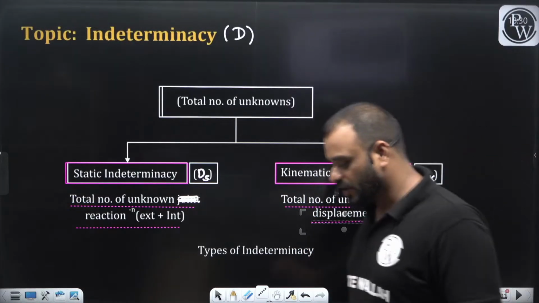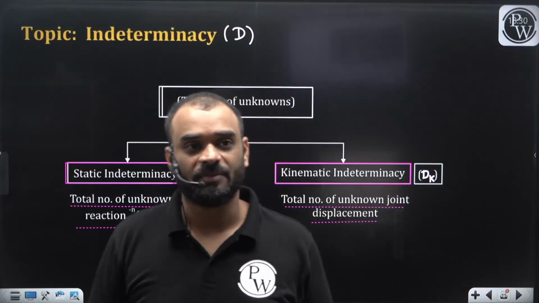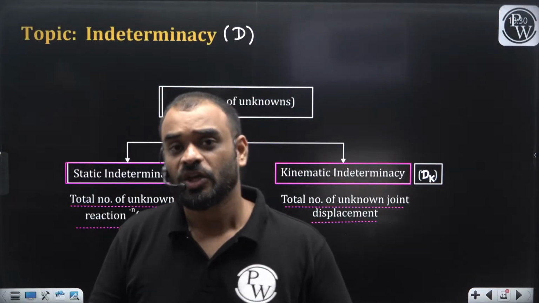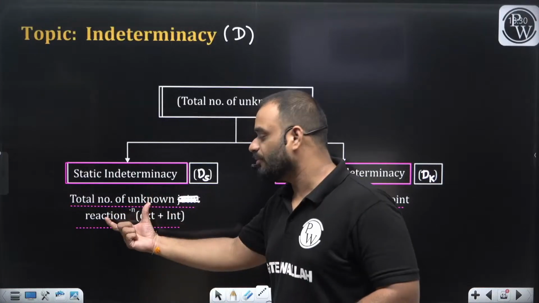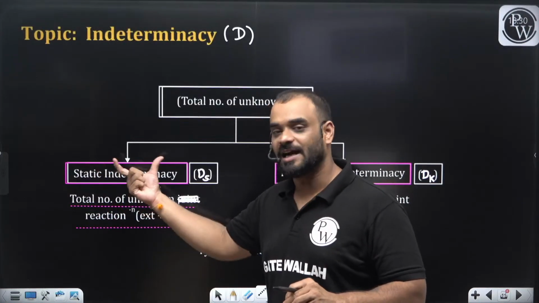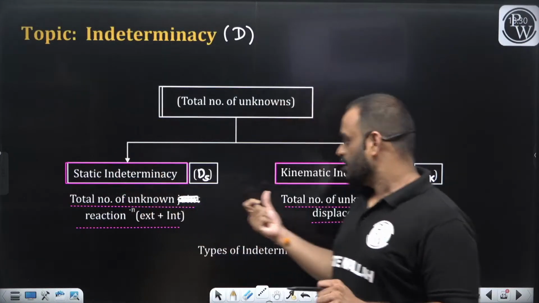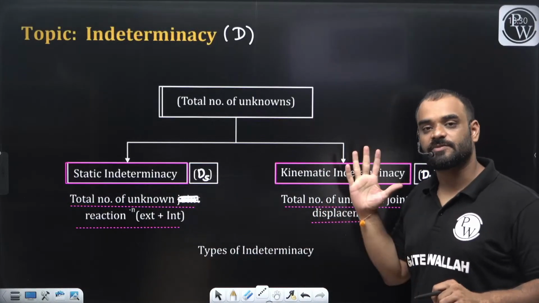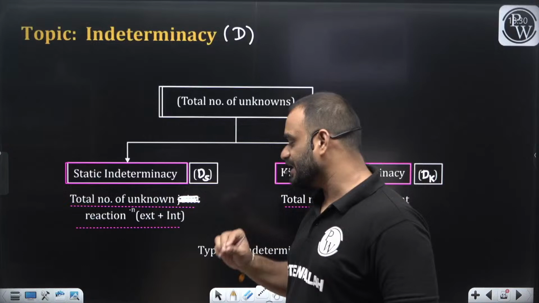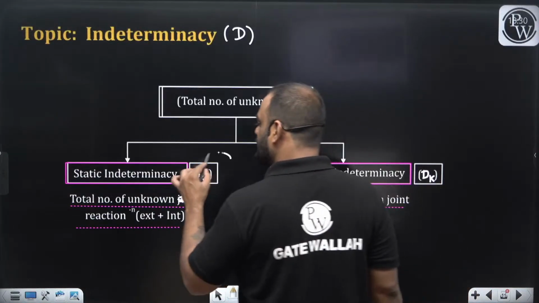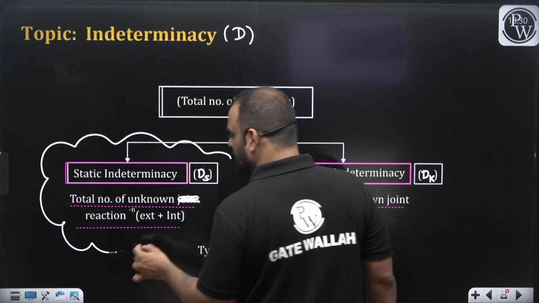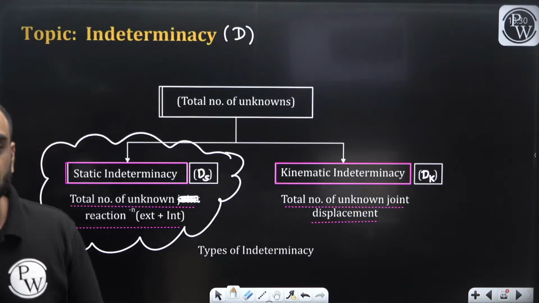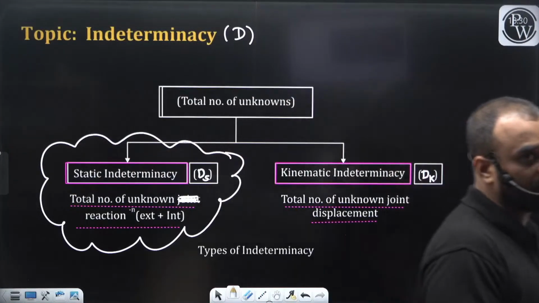So guys, if we want to find out the static or kinematic indeterminacy of a structure, you need to find out the total number of unknown reactions for the static indeterminacy part, and for kinematic indeterminacy, the total number of unknown joint displacements. In today's session, we will cover static indeterminacy, which is known as DS.